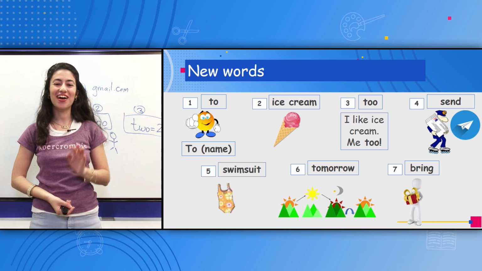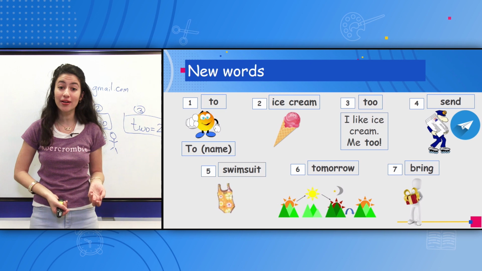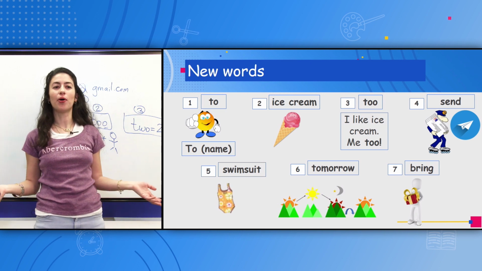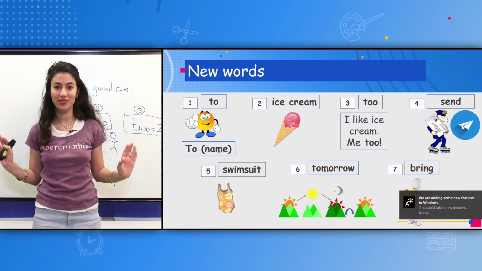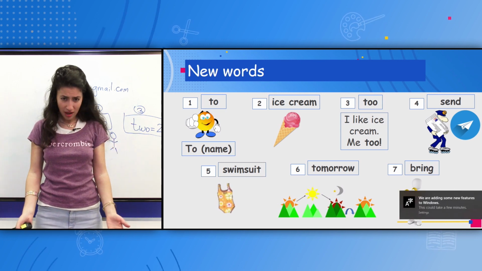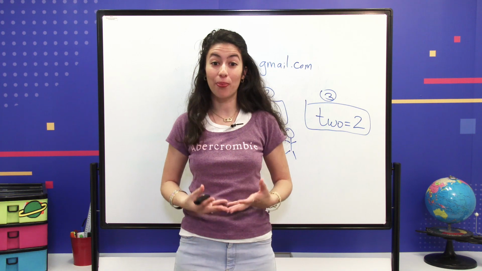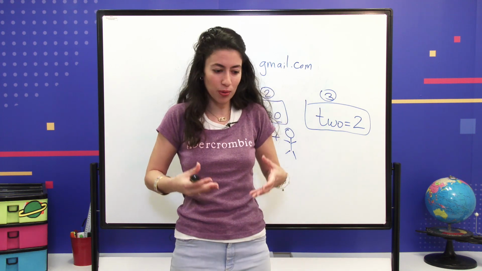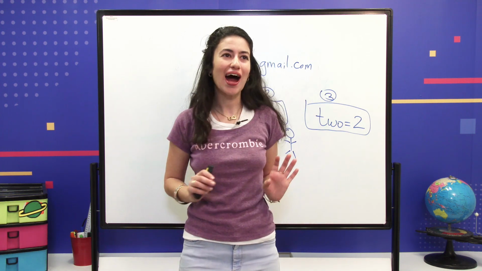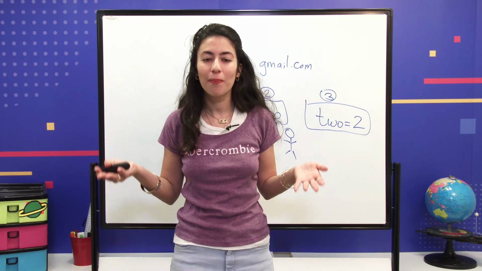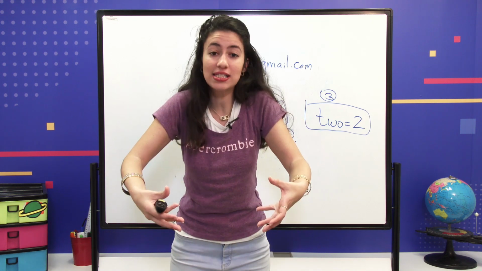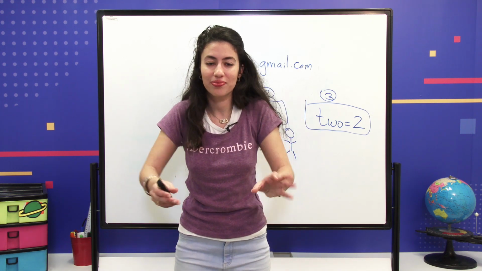Okay? And number 7 is bring. If, for example, I am going to Eyal's birthday. It's a birthday. So what do I bring? I will bring a present. I will bring him Xbox. I will bring him a puzzle. I will bring him a dog. But I will bring something to the birthday. Okay?